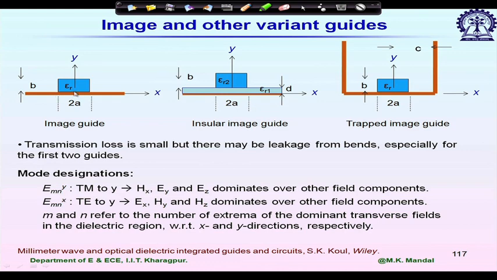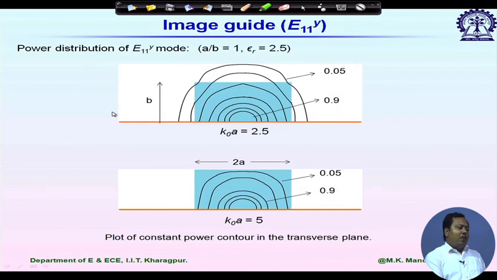Now, we have perpendicular electric field components and parallel electric field components. EY is maximum on the ground plane, so it will induce current and be associated with high conductor loss. Also, if I look at the constant power contour, maximum power is confined near the conductor, which will give me high conductor loss. We are designing the image guide for lower loss compared to printed lines. Then again we are facing high loss.